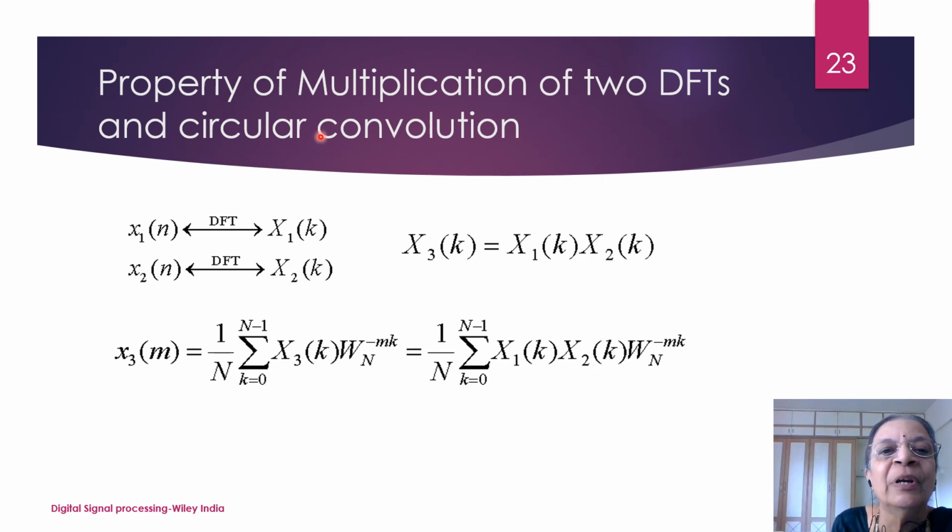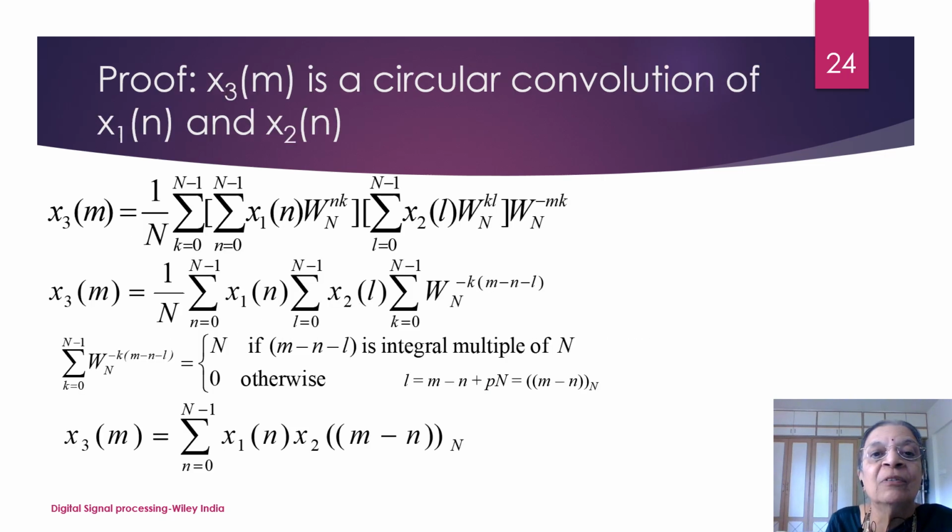Property of multiplication of two DFTs and circular convolution. As we know, multiplication in the time domain results in convolution in the transform domain. Similarly, multiplication in the transform domain results in convolution in the time domain. So what will be the inverse discrete Fourier transform of X1(k) and X2(k)? It will be represented by X3(k), and if we take the inverse transform, this x3(m) is nothing but the convolved sequence. This is multiplication in the transform domain, but it results in convolution.